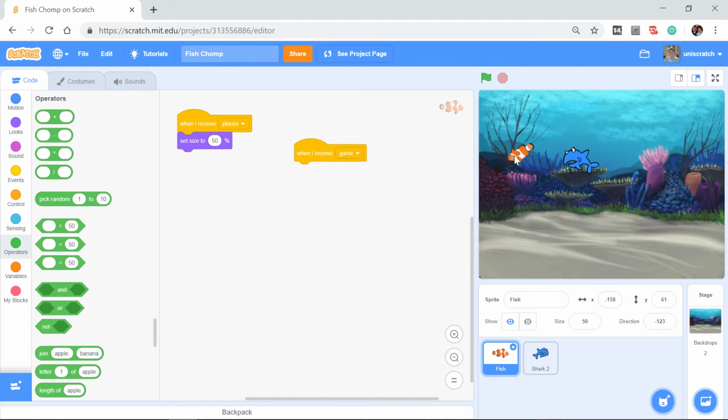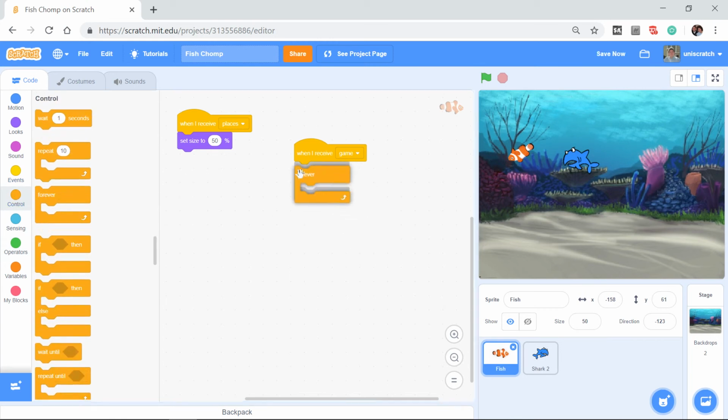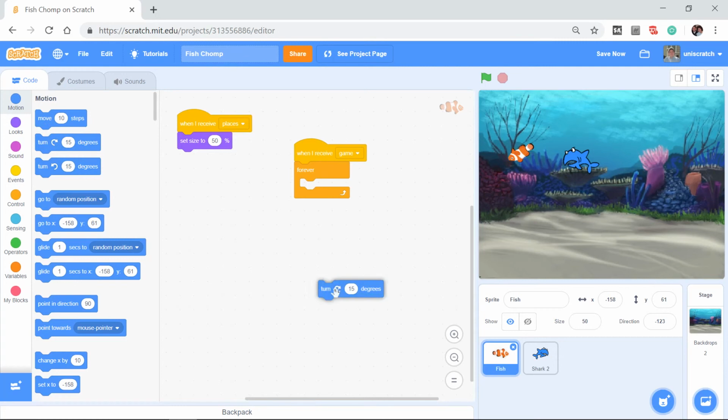I want my fish just to sort of randomly move around the screen in just sort of a random pattern. I don't want him to be necessarily scared of the shark or pursuing the shark or running away from the shark. I just want him to randomly wander around the screen. So if you think about this, that's the idea of forever. I want him to move. Well, what do I want him to do? Well, the idea is I want him to randomly turn some direction, right? And then move a couple of steps.